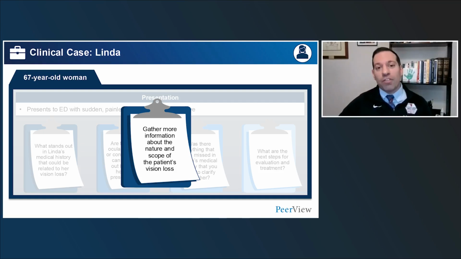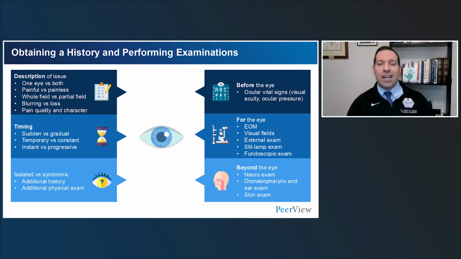So we're going to gather more information about the scope and the nature of the vision loss. I like talking about my history and doing a physical exam in kind of two different ways. On the left side, let's focus on getting that history. First is the description of the issue. So, one eye or both? We talked about how that can really delineate what the potential etiology is.